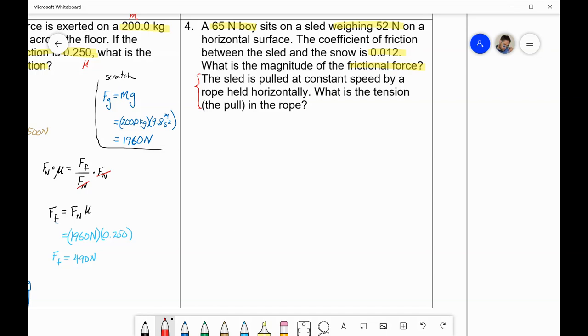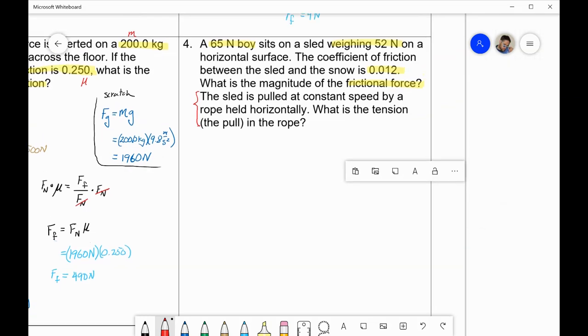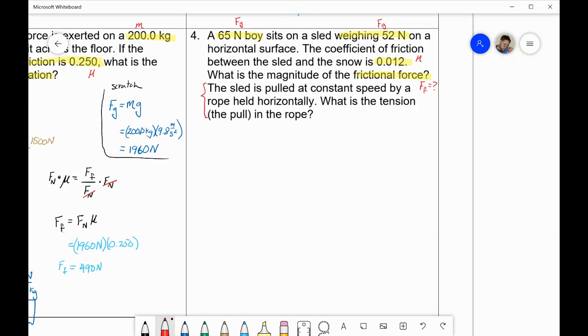It's these two parts up at the top. This is a force of gravity here. It's the 65 Newton boy, so it's a weight. This is a force of gravity here. That's also a weight, pulling down. This is a coefficient of friction here. And then we're looking for the frictional force is what we want. So we've got these different parts and pieces outlined in the problem here, and we're solving for the frictional force.